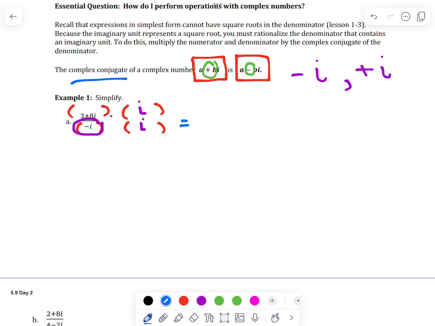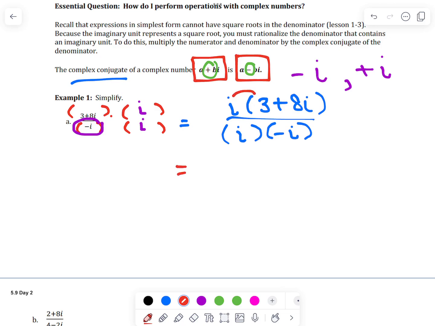Now we're going to go ahead and simplify. Simplifying it is just like what we did in our previous lesson where we used the distributive property. So I'm just going to change the order. I'm going to put i first, and then 3 plus 8i. And then in the denominator, I'm going to put i and negative i. And now we're going to distribute.